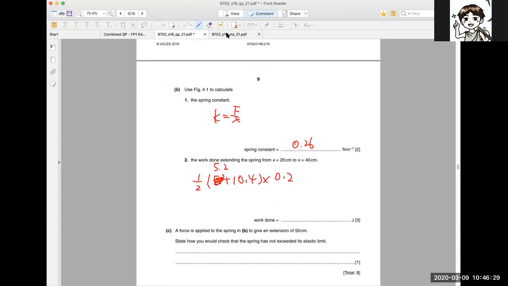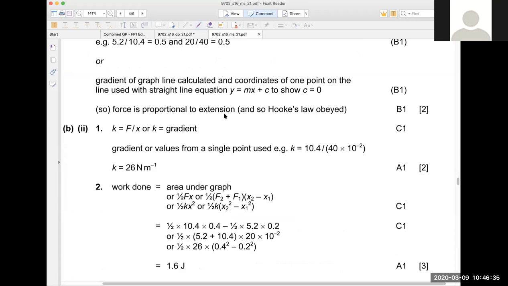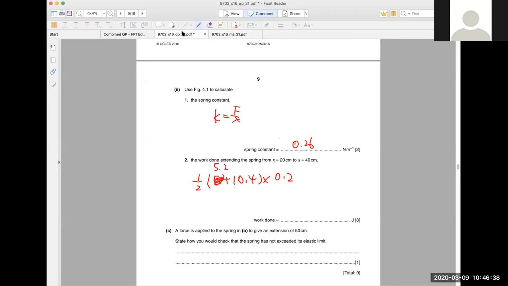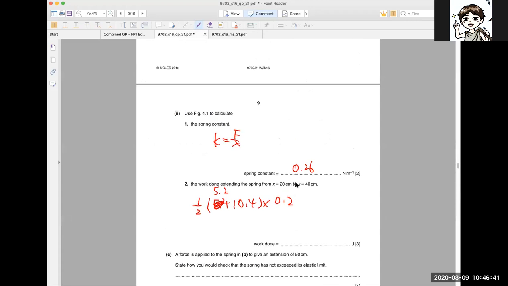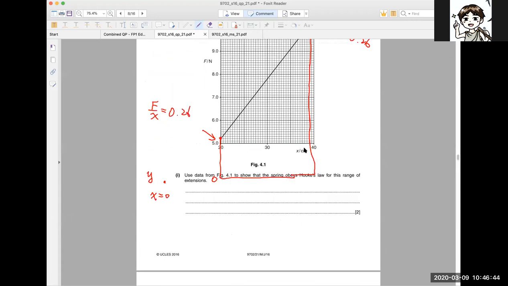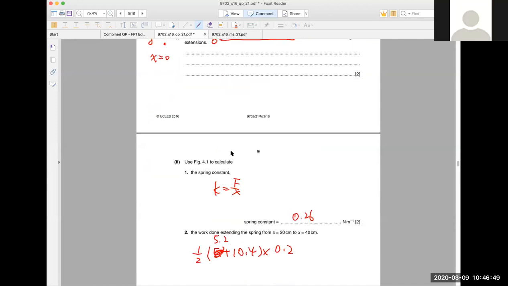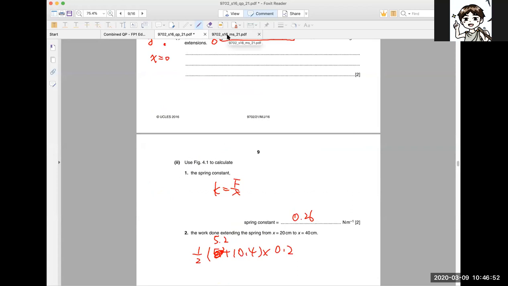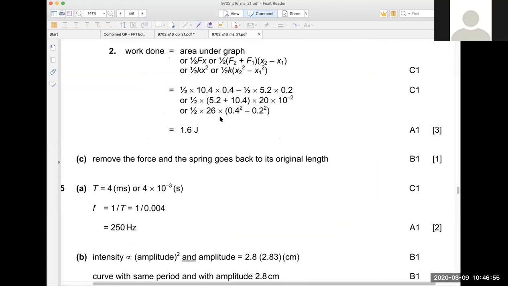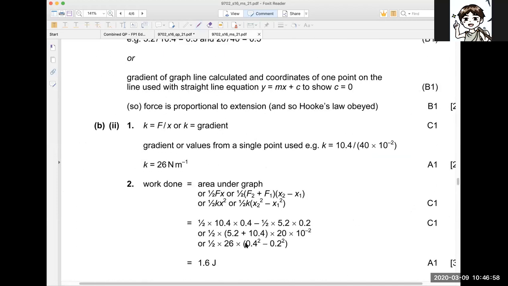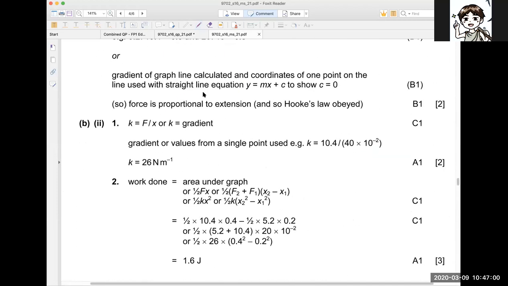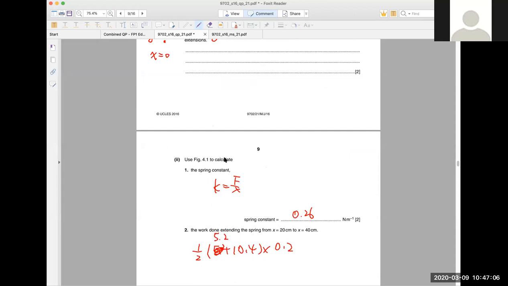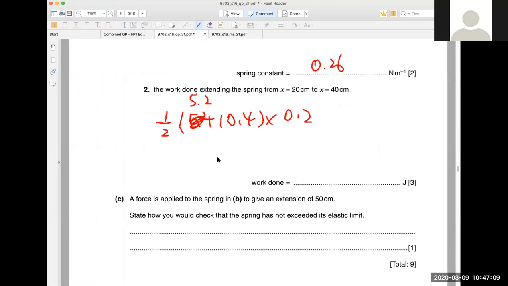Not difficult, is it? For 3 marks, you just find the area. Wait, how is the height 0.2? The width is 0.2, 40 minus 20. Oh yeah. Okay. It has to be divided to be in meters. Yeah, everything should be in SI units. Okay, and then you can get the answer. Wow, you get 3 marks for just this kind of question. So easy, huh? Yeah, but we already lost 2 marks for guessing the weight of the mass. Never mind.